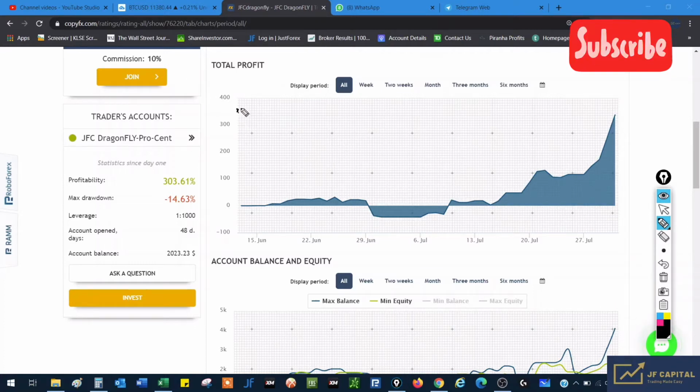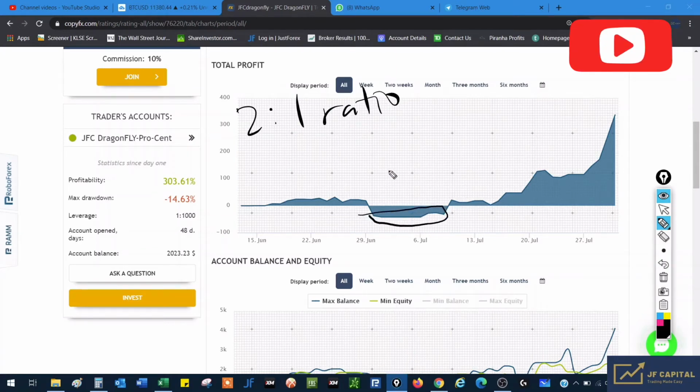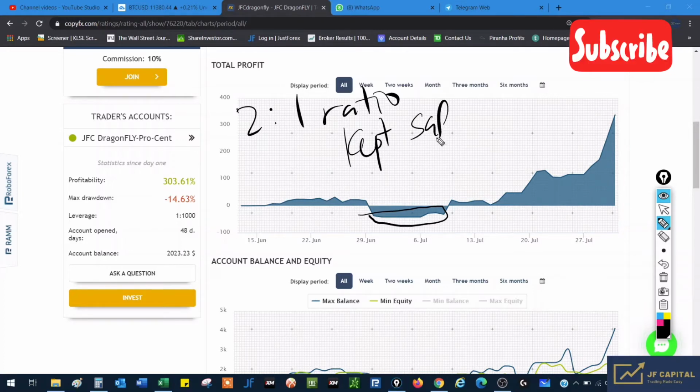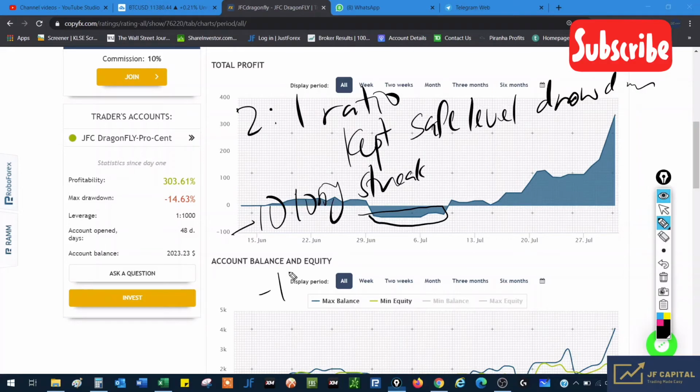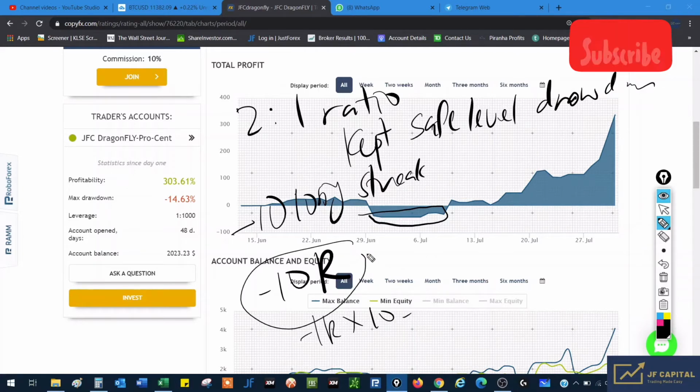this 2-to-1 ratio. My equity is able to be kept at a safe level of drawdown. Okay, because let's say I have a 10 losing streak, which means that I have 10R, right? Because I lose 1R, so 1R times 10 is 10R. So let's say I have experienced a 10 losing streak.